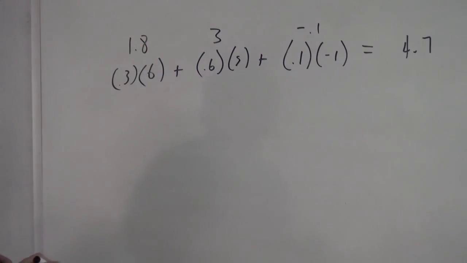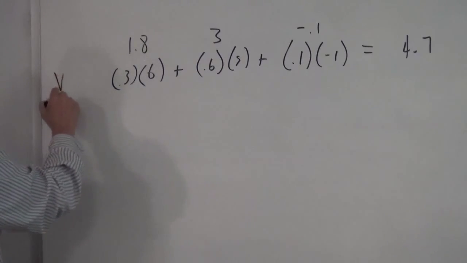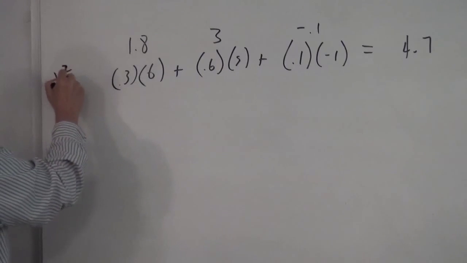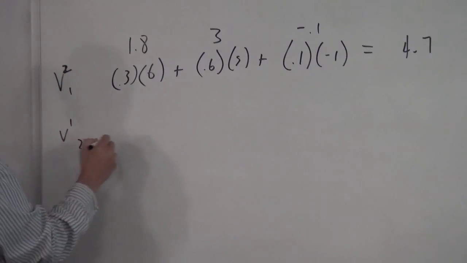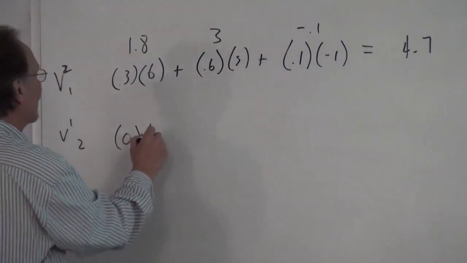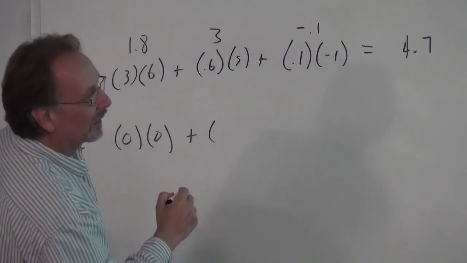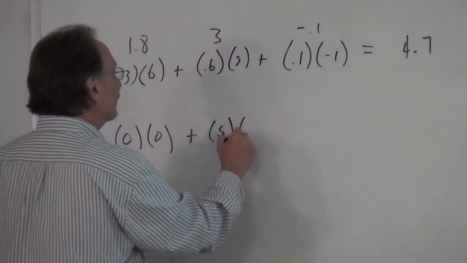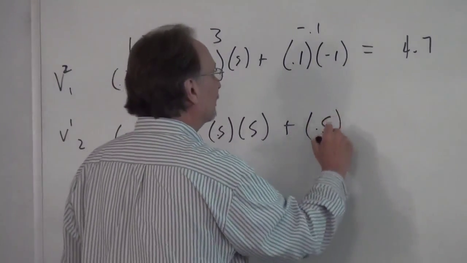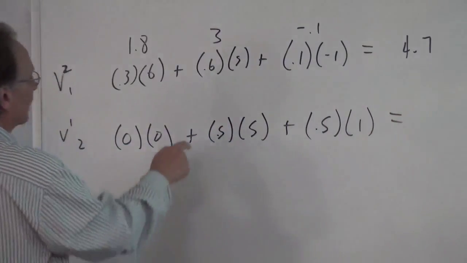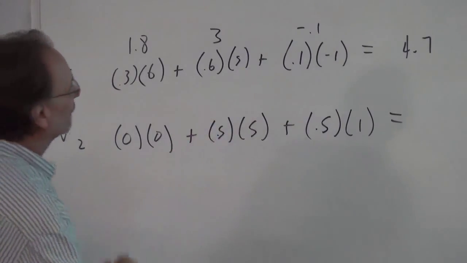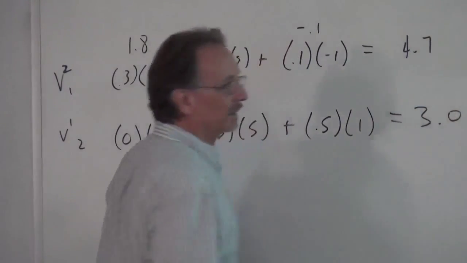And just to illustrate the other ones, that's V sub 2, 1, sorry. V1, 2 is 0 times 0, and 0.5 times 5 plus 0.5 times 1. And that's 2.5 and 0.5, that's 3. Get the idea?